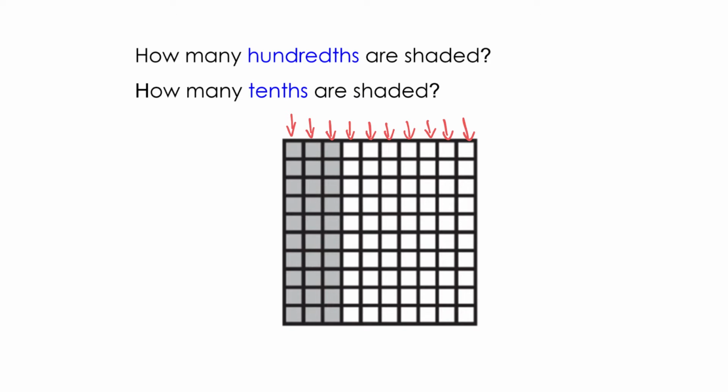And the same goes in this direction too. The hundredths are just the little guys here. I'm not going to highlight them all, but there's 100 in here because it's 10 here and 10 here. So 10 times 10 is 100. So how many hundredths are shaded? Well, if you were to count all these hundredths right here, you will see that there are 30 hundredths shaded.